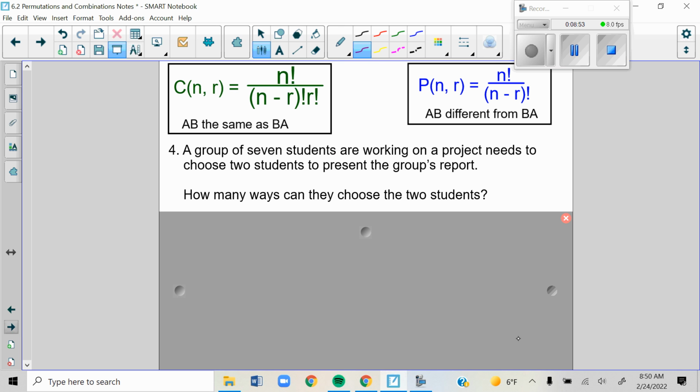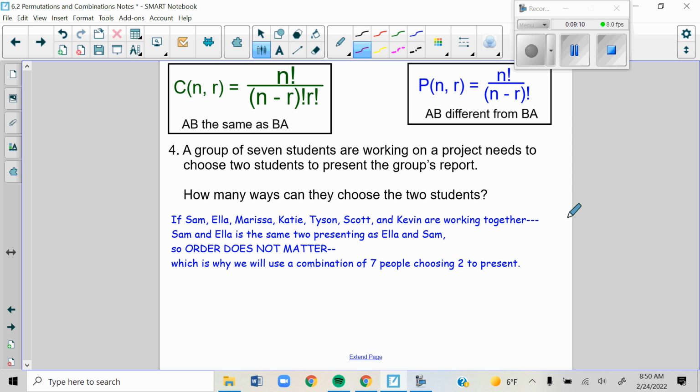A group of 7 students are working on a project and it needs to choose 2 students to present the group's report. So it doesn't matter if you're picking Jim then Sal or Sal then Jim, okay? So this is a combination. Here, they even give us some names. Sam, Ella, Marissa, Katie, Tyson, Scott, and Kevin are working together. Sam and Ella is the same for presenting as Ella and Sam. Order doesn't matter. That's why this is a combination.